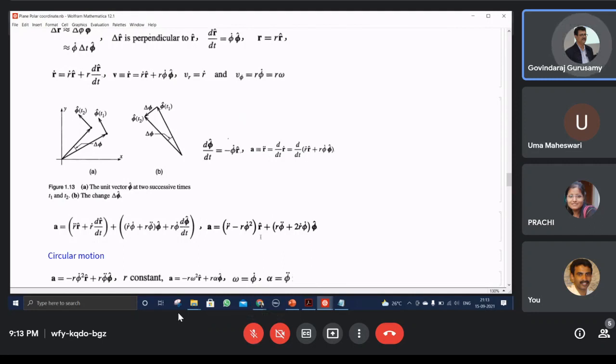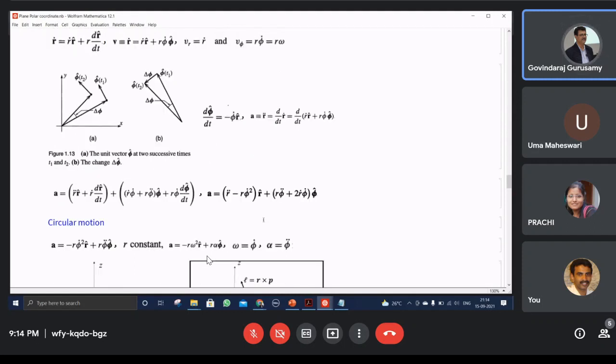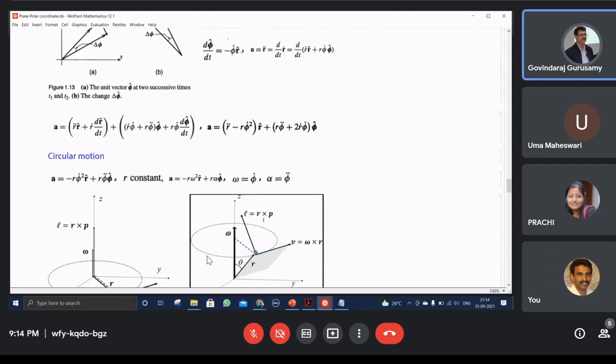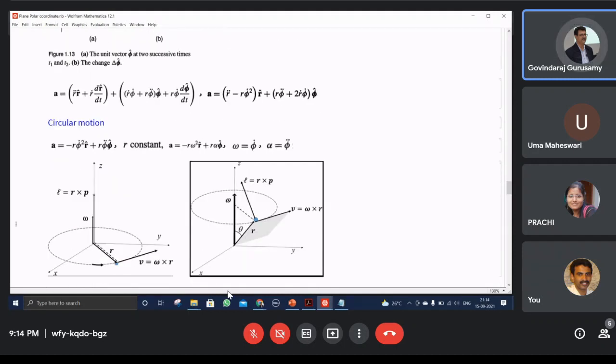So finally, what you have is an r cap component, which is r double dot minus r pi dot square, plus r pi double dot plus 2 r dot and pi dot with the pi cap. What are these 4 components that you have? What do they mean? And how are you going to handle that? Okay, it's all very challenging to understand.